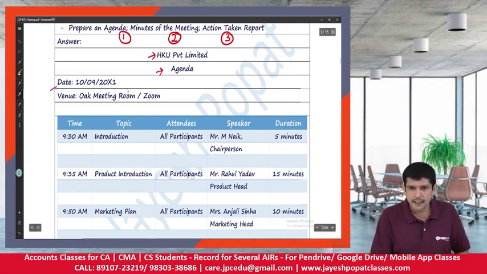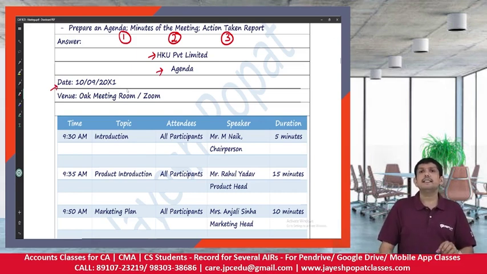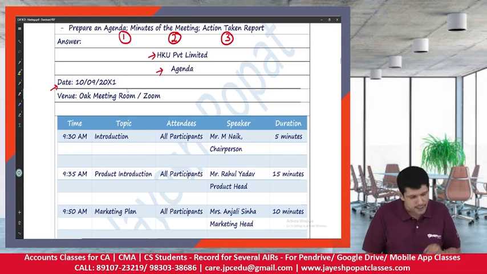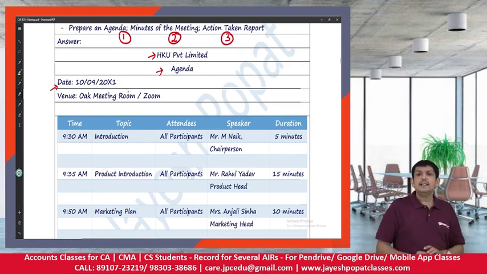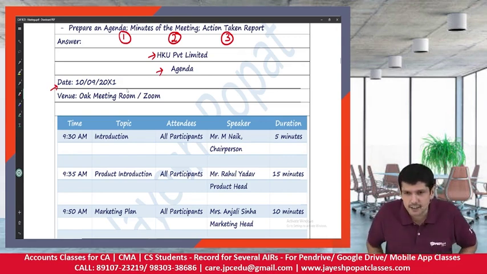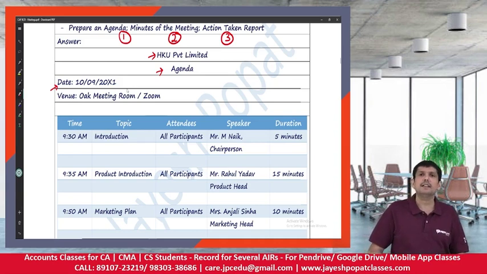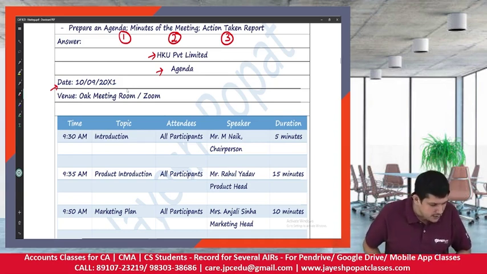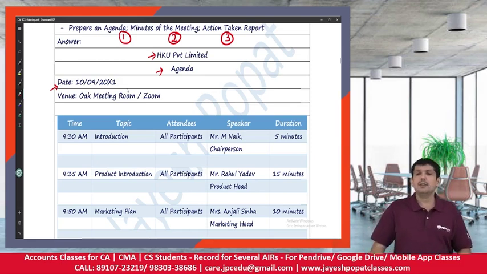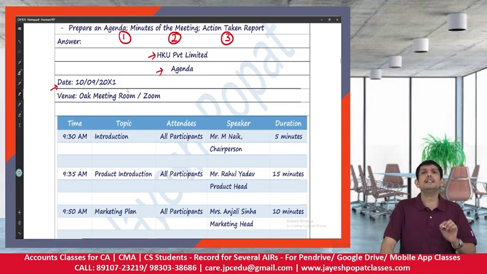We'll put in a date. Can somebody please tell me what this date is? Is this the date of the agenda? Quickly respond. It says 10th of September X1. Is this the date of the agenda, or the date on which the agenda is circulated? Or is this the date of the meeting? Very good. So it says it is the date of the meeting. Very good. Please remember that the date which you put on the agenda is the date of the meeting.